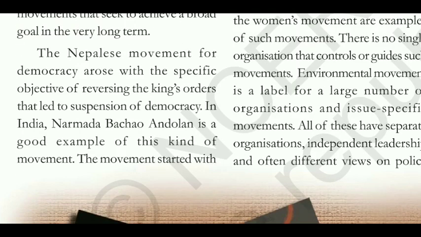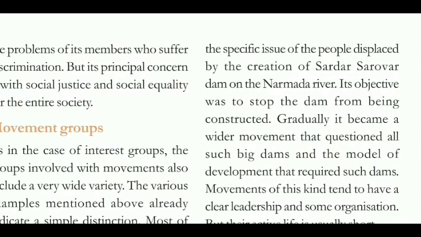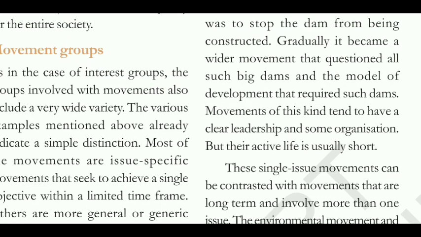The Nepalese movement for democracy arose with the specific objective of reversing the king's orders that led to suspension of democracy. In India, Narmada Bachao Andolan is a good example of this kind of movement. The movement started with the specific issue of the people displaced by the creation of Sardar Sarovar Dam on the Narmada River. Its objective was to stop the dam from being constructed. Gradually, it became a wider movement that questioned all such big dams and the model of development that required such dams.